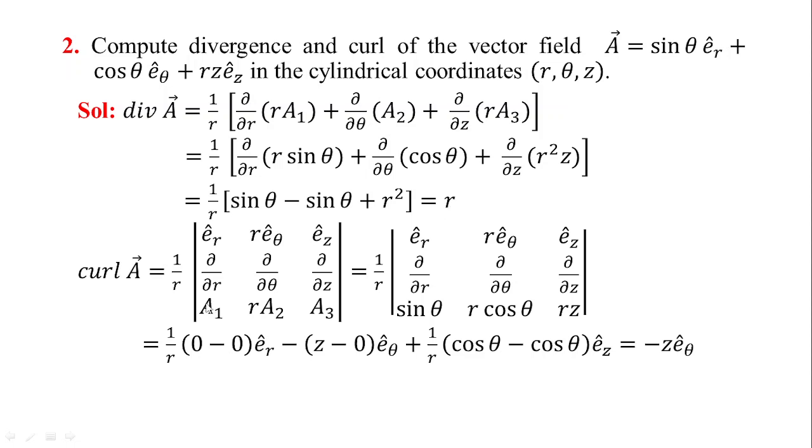If we substitute the components of the vector A in the curl formula and evaluate this determinant, then we get minus z e theta. That is the curl of the given vector A.